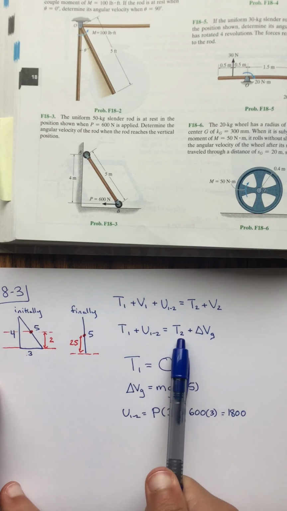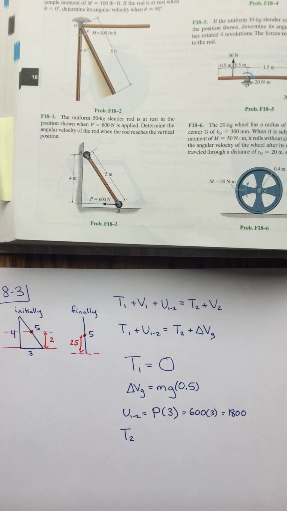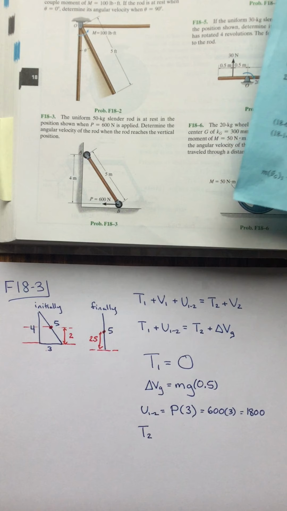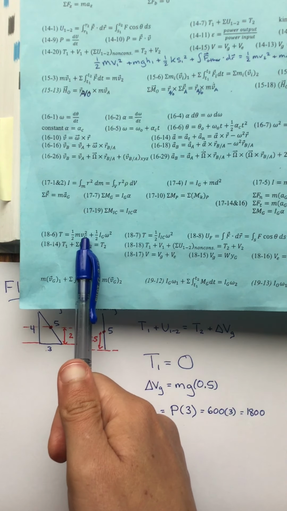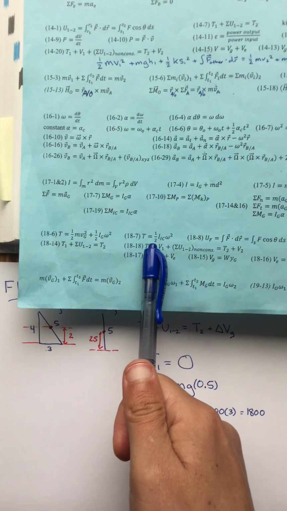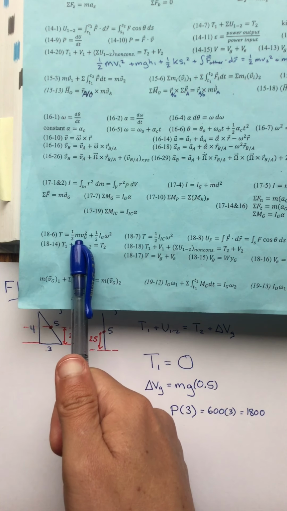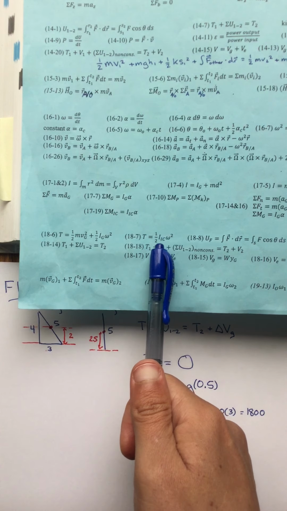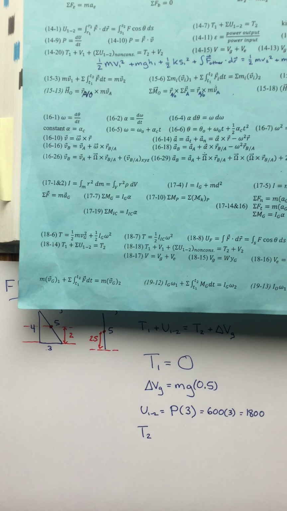And finally, I need to find T2. Okay, now I have to use what I learned in chapter 18. So now we have translational kinetic energy and rotational kinetic energy. But if I know where the instantaneous center is, then I can use that, and instead of having to calculate this term and this term, I just have 1/2 times the moment of inertia about the instantaneous center times omega squared.